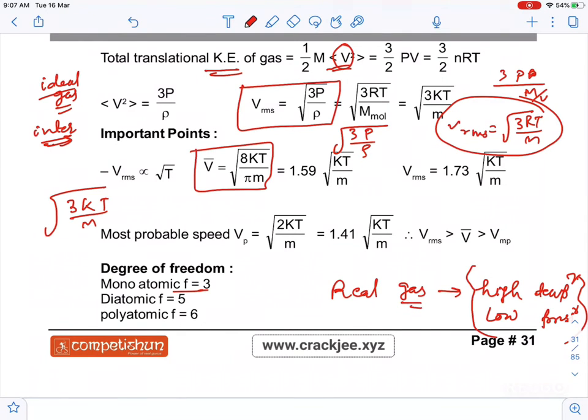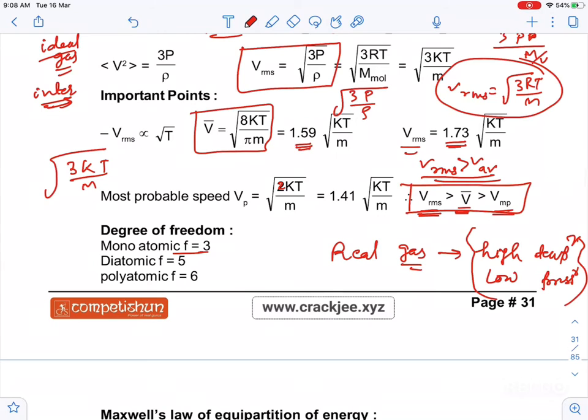Now the second thing is average speed. Average speed is nothing but under root 8RT by pi M, or 8kT by pi m, or 1.59 under root kT by m. Why have I written 1.59? The RMS is 1.73 under root kT by m, so I can say that V RMS is greater than V average. They can ask this relation also. And most probable speed is under root 2kT by m. So V RMS is maximum, then V average, then most probable.